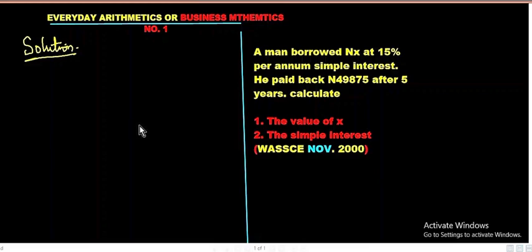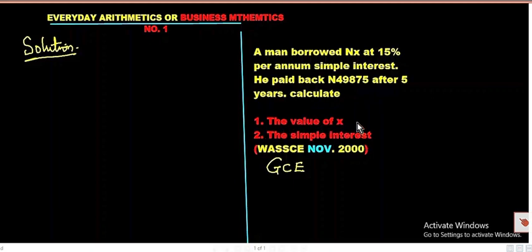And remember, the question is November 2000. That November means GCE. So I can also say it's a GCE question. All right, let's read. It said a man borrowed N naira at 15% per annum, simple interest. He paid back 49,875 after 5 years. Calculate the value of X and the simple interest.